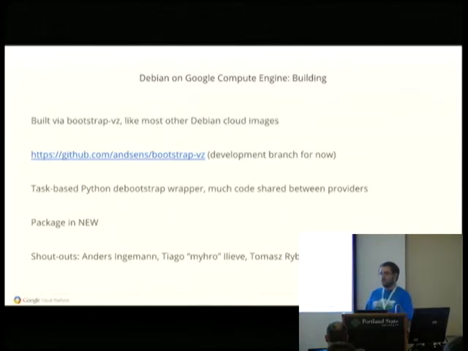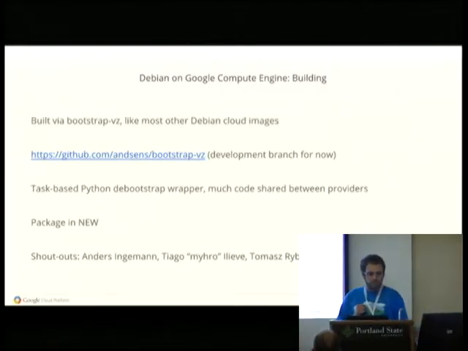So we build virtual machine images for Debian similarly to how you would do it for KVM or Amazon EC2 or Windows Azure, etc. We use a tool that is on GitHub. We are not upstream. Some folks in the Debian community are upstream of this tool called Bootstrap VZ. So a bit of history here. Originally Debian built Amazon EC2 images based on a tool called EC2 build Debian AMI, which was adapted from something called EC2 Ubuntu.